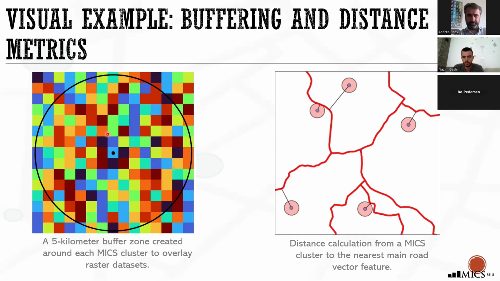And then for the vector data, we are calculating the distance to the nearest feature. Here, for example, I'm showing the MICS cluster locations, and we can calculate the distance to the nearest line. Here is an example of the distance to the nearest main road, and it can be the distance to the nearest national boundary, subnational boundary, international boundary, water bodies, and so on.